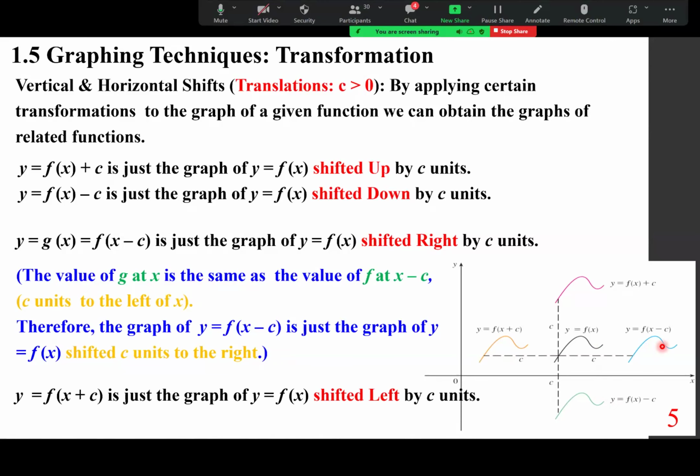And so y equals f of x plus C is just the graph of y equals f of x shifted left by C units.